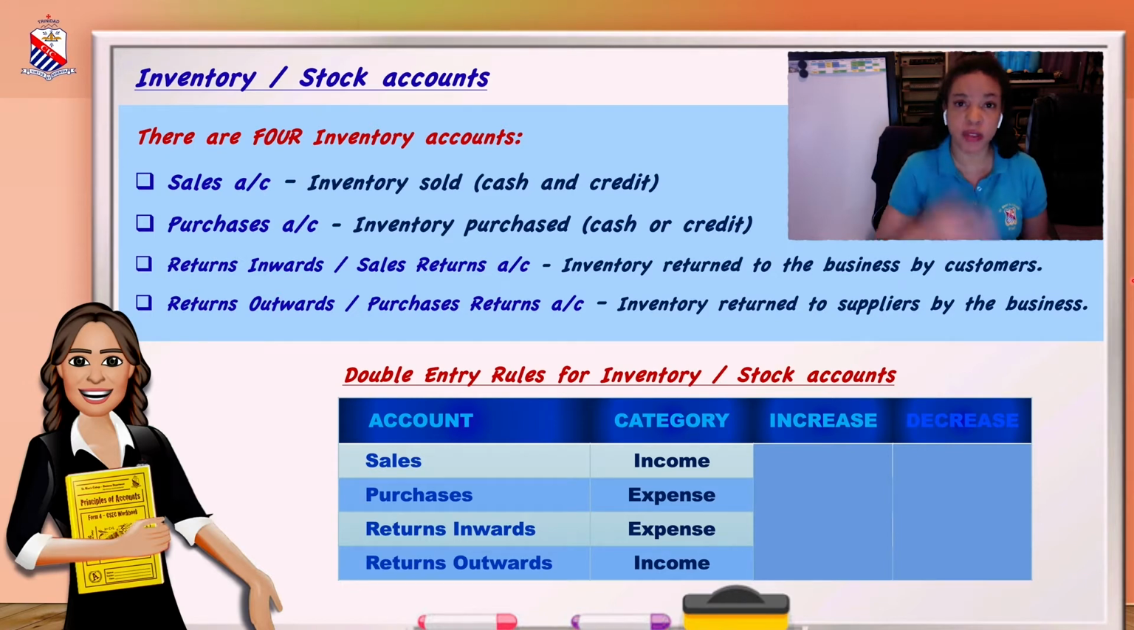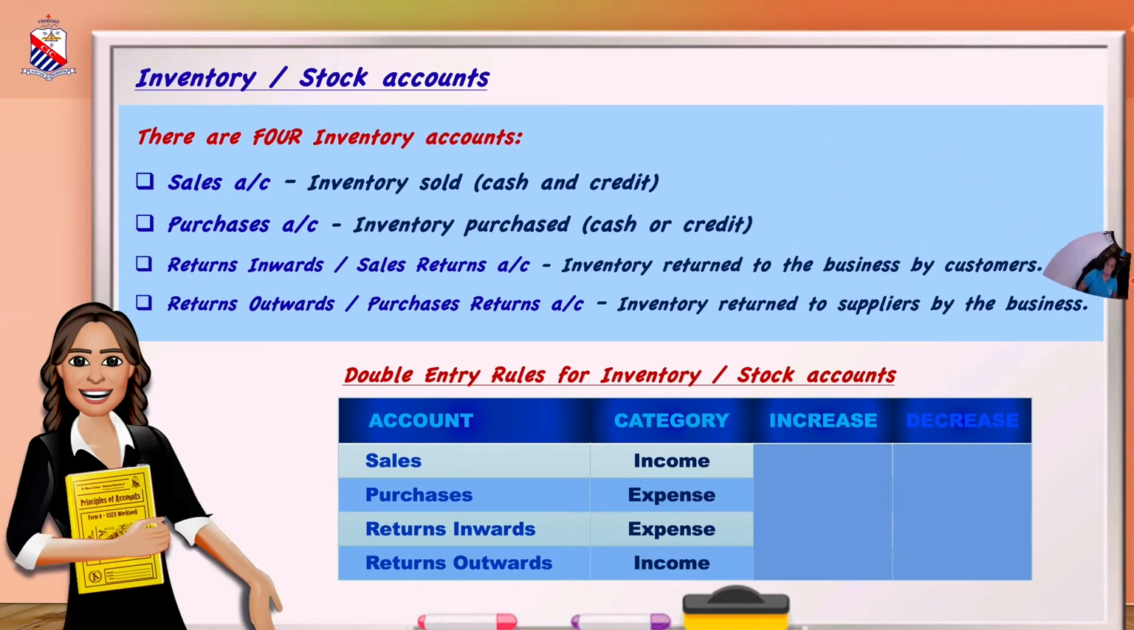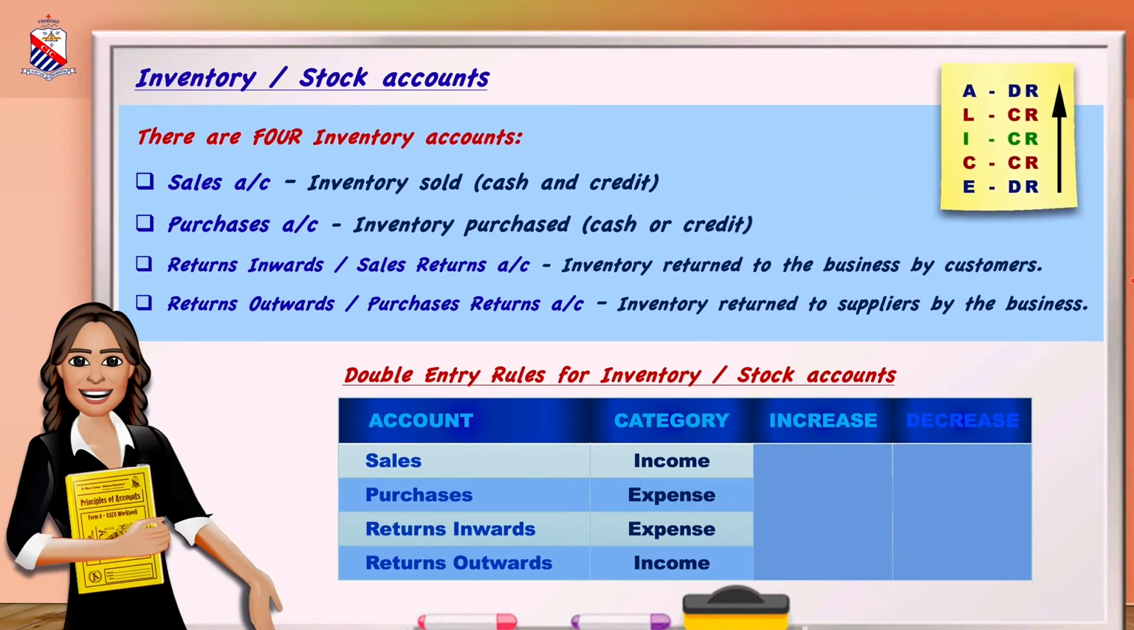So having said that, we have identified the category. What I always suggest you do to know whether you debit or you credit is to have your little note there. Your little note in terms of Alice stating what you do when you increase, and you can also write what you do when you decrease, or you can just know it's the opposite. When you decrease is the opposite of what you do when you increase.